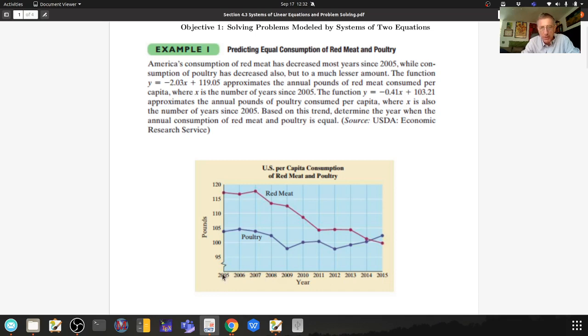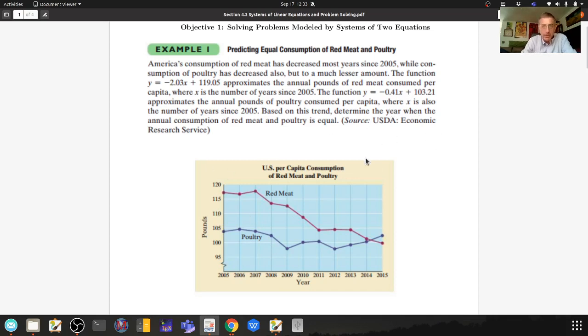So our x-axis is years, and we just start at 2005. That's our 0 point. And our y-axis is pounds. How many pounds? Annual pounds of red meat, where x is the number of years, annual pounds per individual. Per capita, so it's per individual. That's a lot of meat per individual.